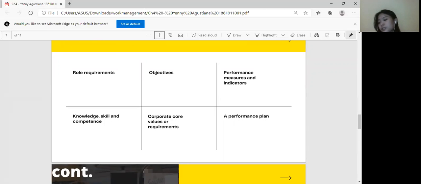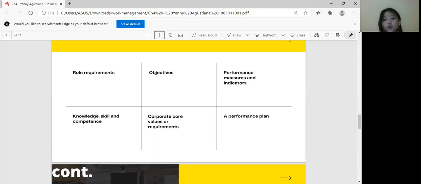The performance indicators are to assess the extent to which objective and standard performance have been achieved. And after that, knowledge and skill competence is the definition of what the role holder has to know and be able to do, or the competencies, and how they are expected to behave in particular aspects of their role.